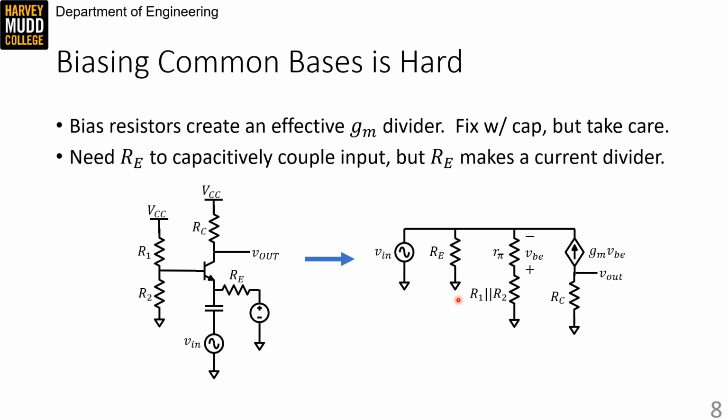You might also be tempted to go the other way and let RE be as big as possible, or even an open circuit. But if you do that, then you have no DC path to ground through your emitter, and so the circuit doesn't work. So that means that RE usually needs to be not as large as you want, which affects your gain and input impedance.